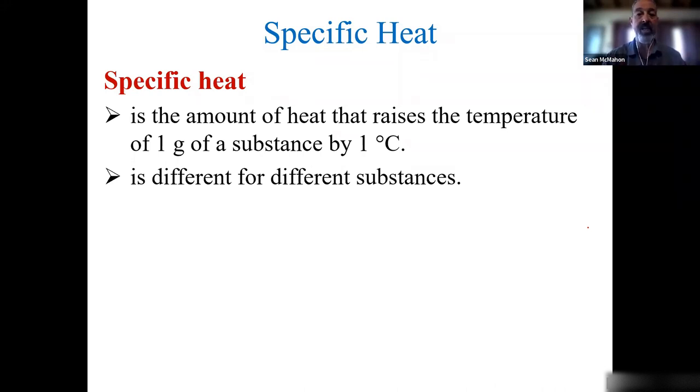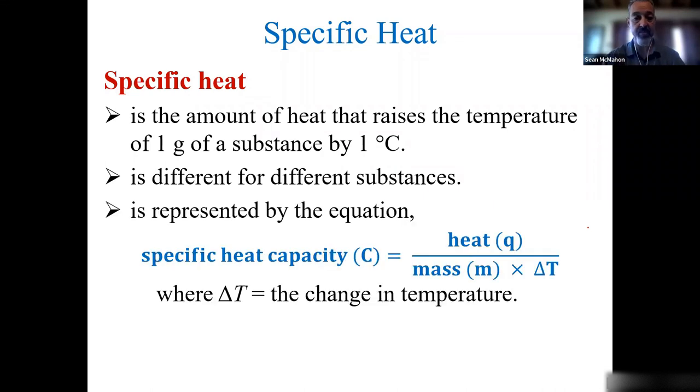Some books refer to it as specific heat capacity. But basically, specific heat is the amount of heat that raises the temperature of 1 gram of a substance by 1 degree Celsius. And this is different for all substances. The way you can think of it is, how good is a substance at absorbing energy and maintaining temperature? So the higher the specific heat, the better it is at maintaining temperature.